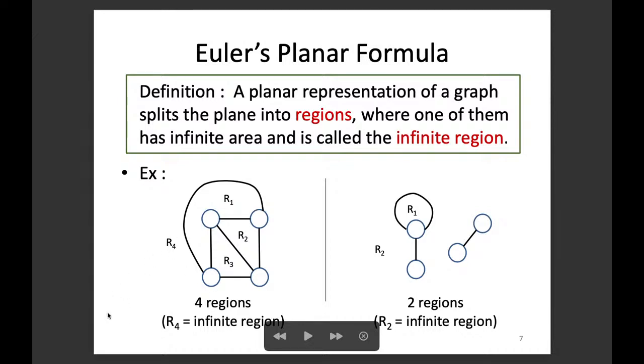And for this graph, it has two regions. One region here that is bounded by this edge, and the other region, which is the infinite region.